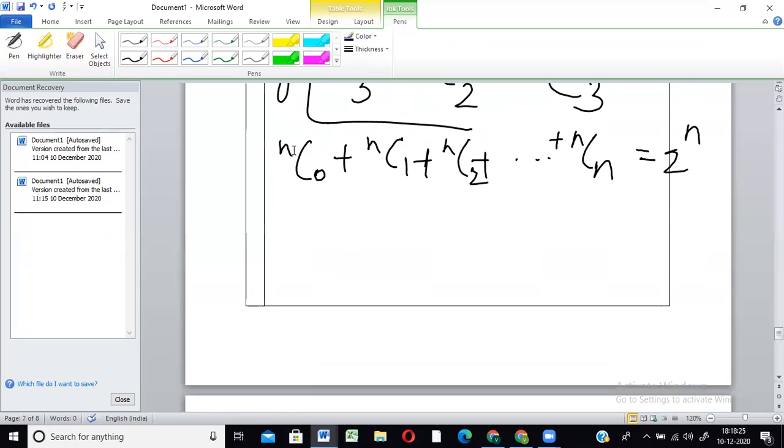NC0 means out of n objects you are not selecting any object; that is also a choice. Plus NC1, out of n objects you are selecting one object, plus out of n you are selecting two objects, plus three objects, and at last out of n you are selecting all n objects. So the total number of ways will be equal to 2 raised to n, where n is the number of total objects available. We will try to solve a few sums based on this. I think combination is the last part of this lesson.